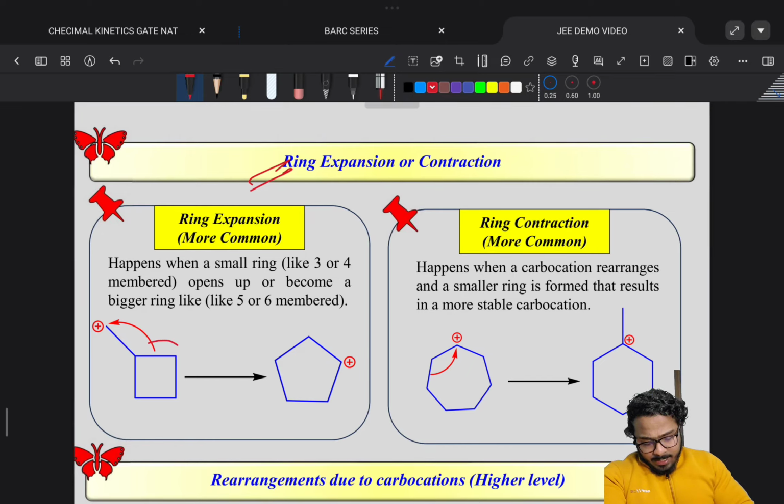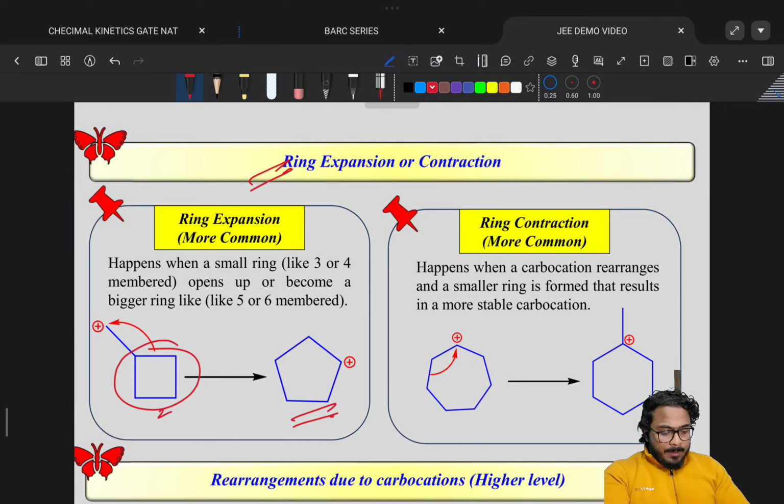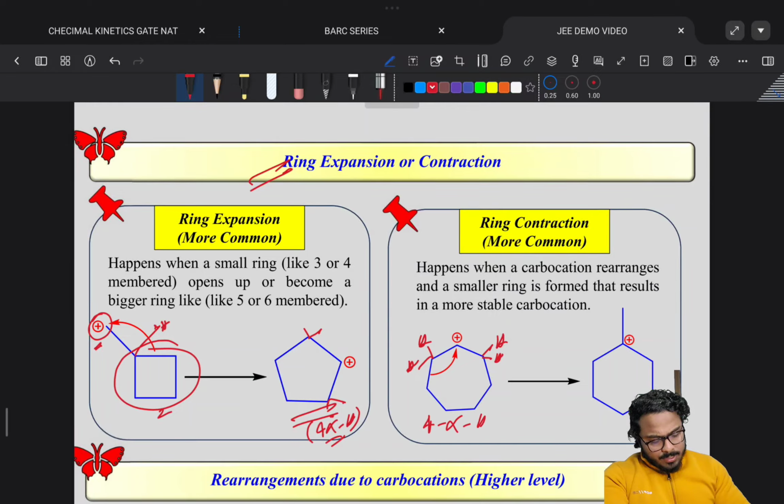Okay, so here a 4-membered ring is present, but here a 5-membered ring. As you can see, why? Because this positive charge has just one alpha hydrogen, but this positive charge here is 2 and here is 2, so 4 alpha hydrogens are present here. Same reason here, as you can see here 2 alpha, here 2, so 4 alpha hydrogens. So after shifting this bond, ring contraction gives more stability.